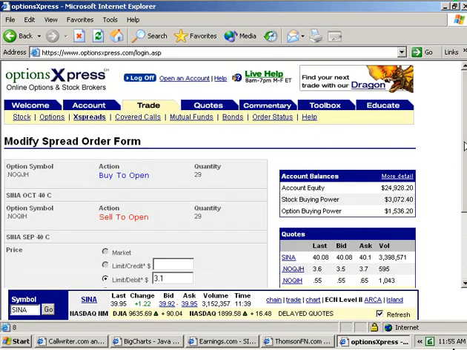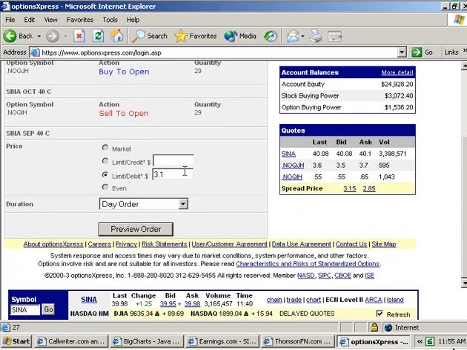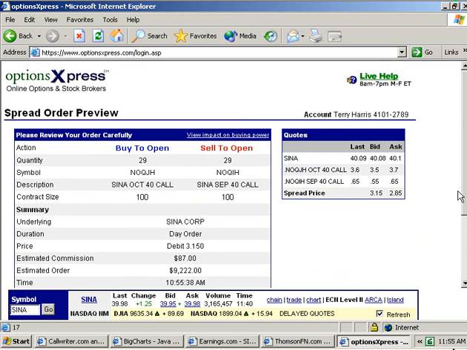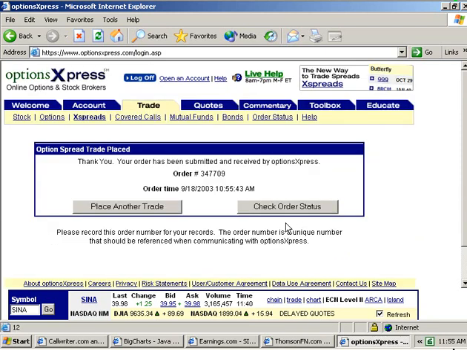And since this is a high price, high moving stock, let's go ahead and do a market order here. We don't need to do a market order. We just need to change our limit debit to 15. And hit the execution button again. And let's go ahead and do that. Place this order. And we're going to check order status.